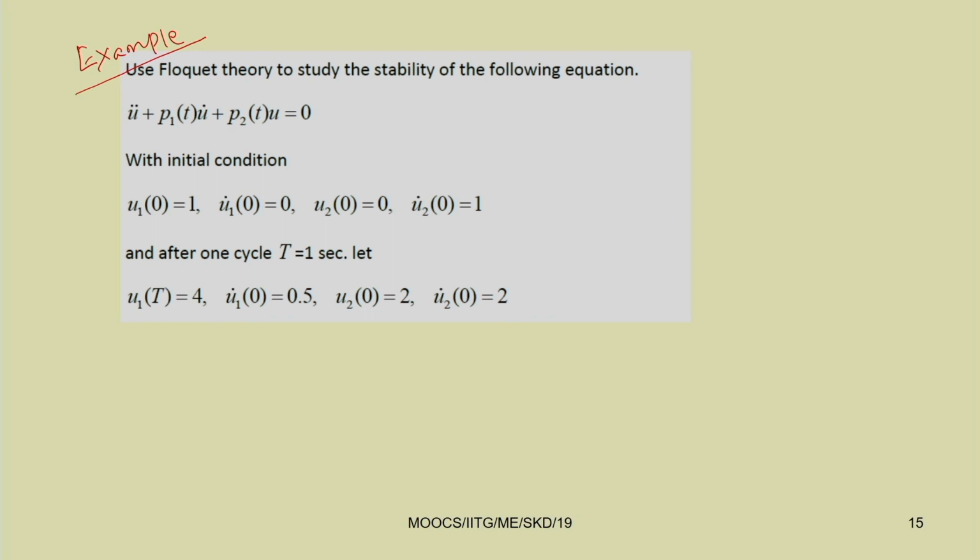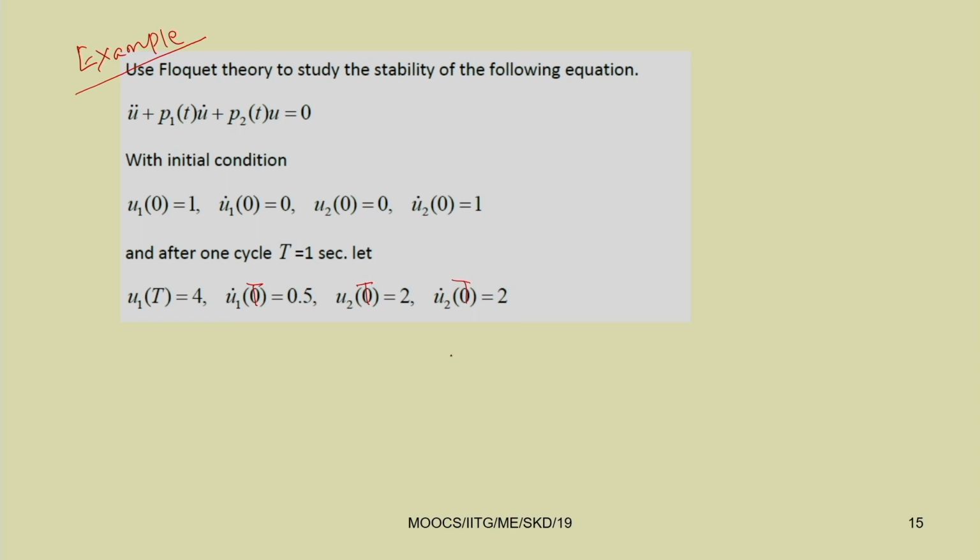So, what are u1 and u2? u1 and u2 are two fundamental sets of solution for this equation, and after one cycle we have been given that u1(T) equal to 4, u1 dot (T) equal to 0.5, u2(T) equal to 0.5. So, after one cycle, the values are given to us.